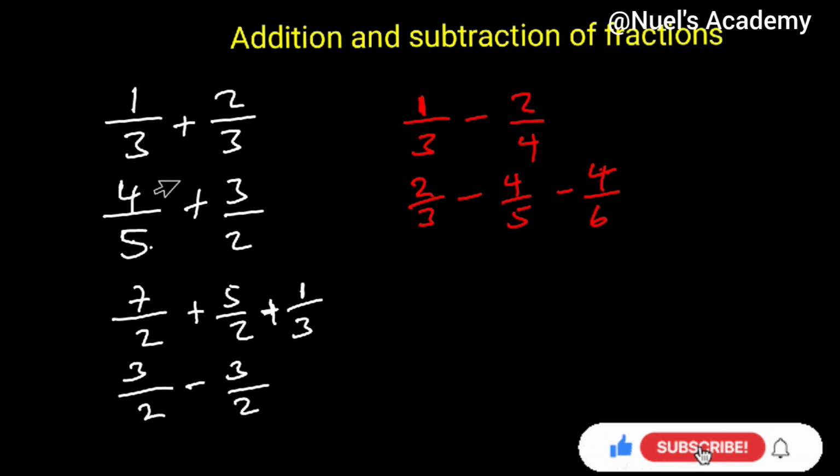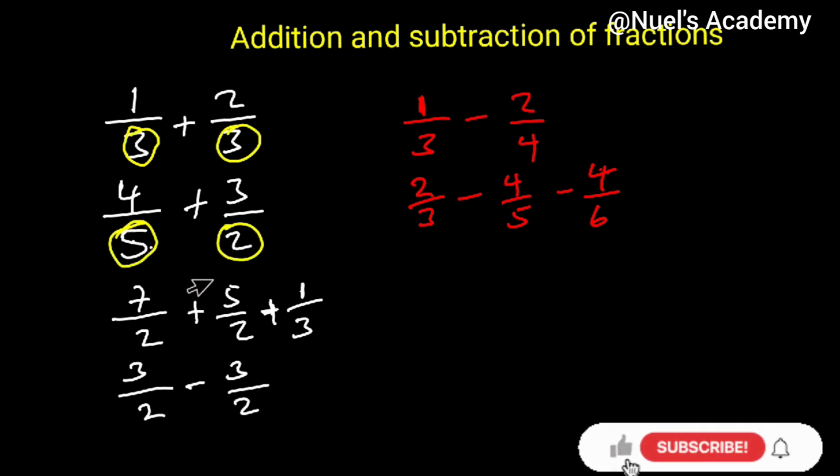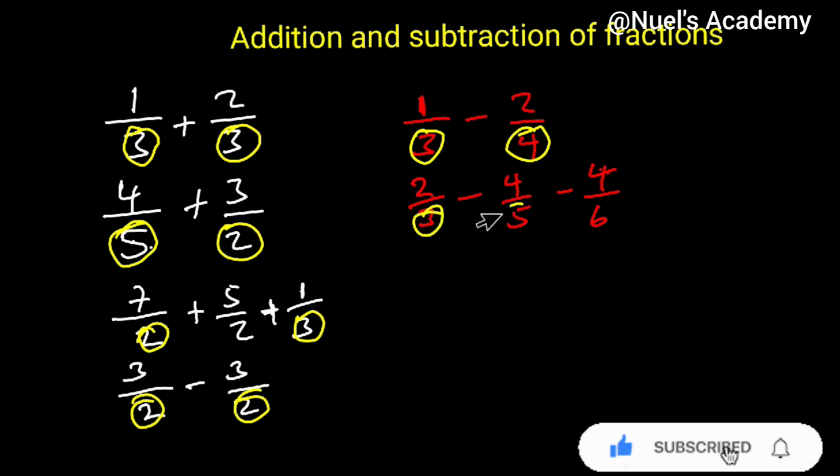So we're going to be looking at different cases. We're going to be looking at cases of fractions with the same denominators. We're going to be looking at addition of fractions with different denominators. We're going to be looking at addition of fractions with more than one fraction having different denominators, like 2 and 3. And then we'll be looking at subtraction of fractions with same denominator. We'll be looking at subtraction of fractions with different denominators, and we'll also be looking at subtraction of two or more fractions with different denominators.